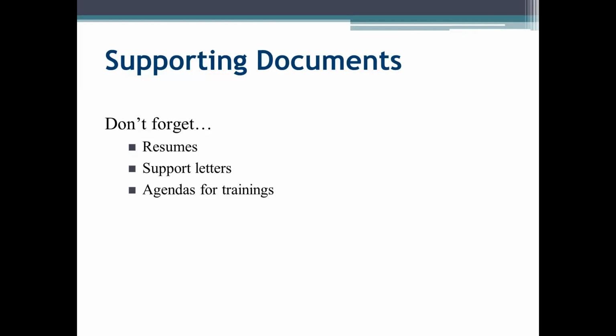Anything where you require support from somewhere else and need to prove it, provide a letter to prove that you have that support. The resumes would be just for people who are collaborating with you or doing presentations. And then agendas for trainings would be any workshops or trainings or events that you're doing. You would want to include an agenda to show what you'll be doing. And that should also match the activities that you've listed and the budget that you've included in your application. Everything should match so that the review committee is not confused and so that they understand exactly what you're going to do.